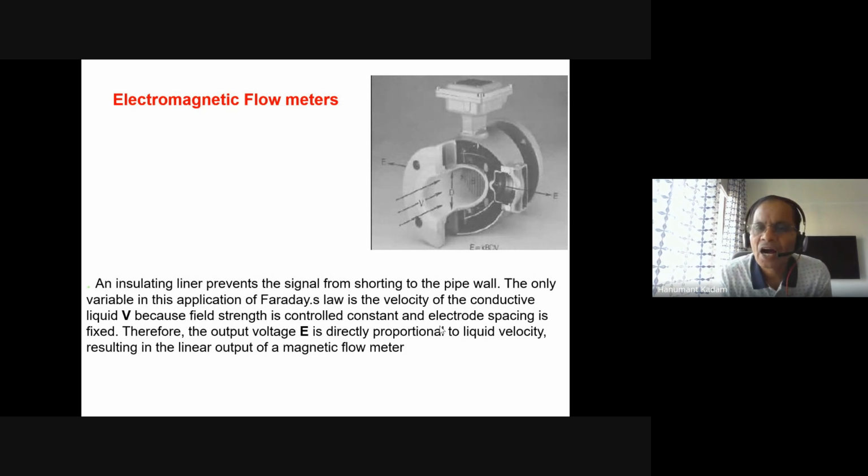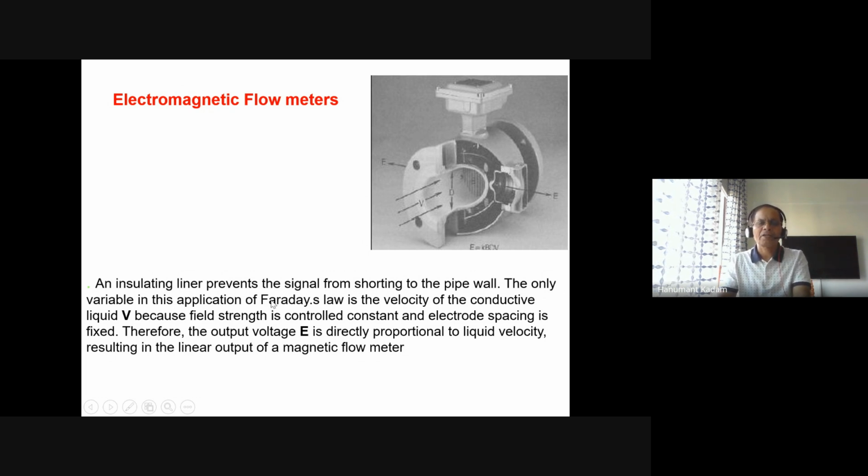You can see here the inside portion has insulation because it is used for corrosive material. Highly corrosive, we can say acids: nitric acid, sulfuric acid, formic acid. These acids are used. An insulating liner prevents the signal from shorting to the pipe wall. The pipe material is carbon steel, a metal, and a short circuit should not happen. Therefore the lining is there, a white Teflon lining, for insulation as well as corrosion resistance.